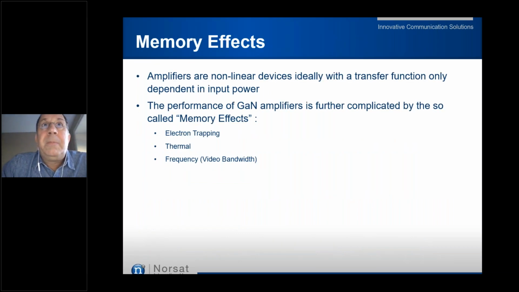So, memory effects. Amplifiers are a nonlinear device, and ideally the transfer function would only be dependent on input power, but in practice, it's not. There are other variables that do impact the performance, and these are typically called memory effects. We'll talk briefly about three of them. The first one is electron trapping. The second is the impact of temperature, or thermal, and the last one is frequency. We'll talk about the effect as well as some of the mitigation techniques.